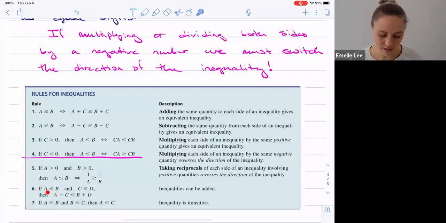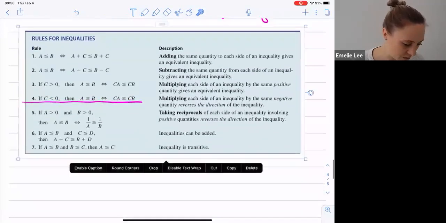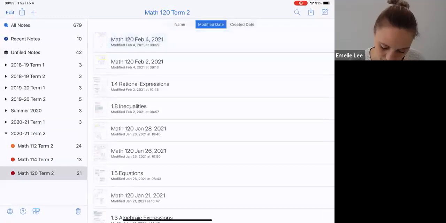You can add inequalities. So if A is less than B and C is less than D, then A plus C is still going to be less than B plus D. And then, of course, we've got this transitive property, which says that if A is less than B and B is less than C, then of course A is less than C. That's easier to talk about just in words. It makes sense when you read it out loud. Of course, that's common sense and it still applies. So let's do an example or two.